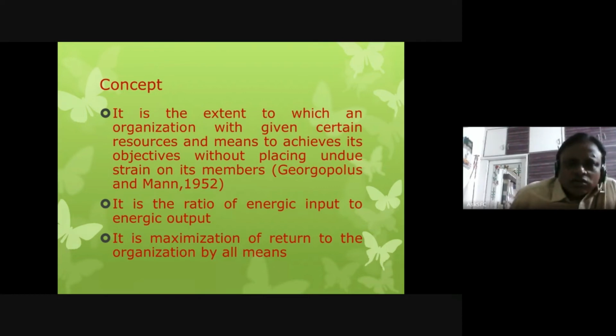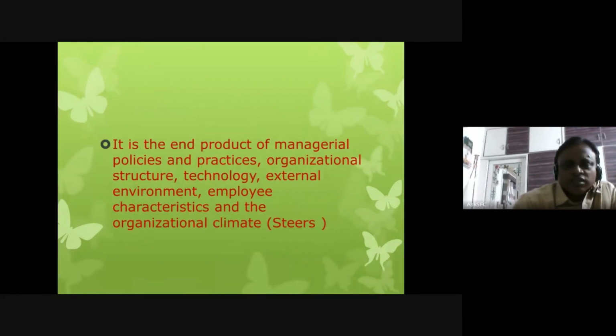So let's see what this concept is according to Georgopoulos and Mann. It is the extent to which an organization, with certain given resources and means, achieves its objectives without placing undue strain on its members. A very interesting definition they gave. You should not be stressing out your members, but at the same time, with the given resources and means, you should achieve your business objectives. It's the ratio of input to output, as I already told you, and it is also called maximization of return to the organization by all means. That's why you would define it as effectiveness.